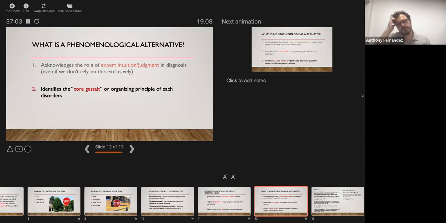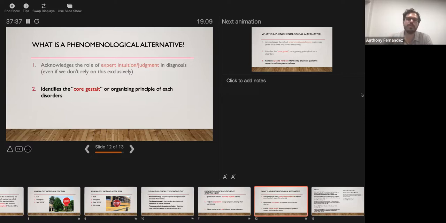They also argue that we should identify some kind of core gestalt or some kind of organizing principle for each of these disorders. So again, they argue that we can't just keep going forward with this kind of atomistic approach where we just have a set of criteria, a set of symptoms, without any account of how these symptoms are brought together or what links them together. So not only should we try to understand how the symptoms are organized or how they're linked together, how they interact, but a lot of phenomenologists also suggest that for each disorder, we can typically identify what they call a core gestalt.